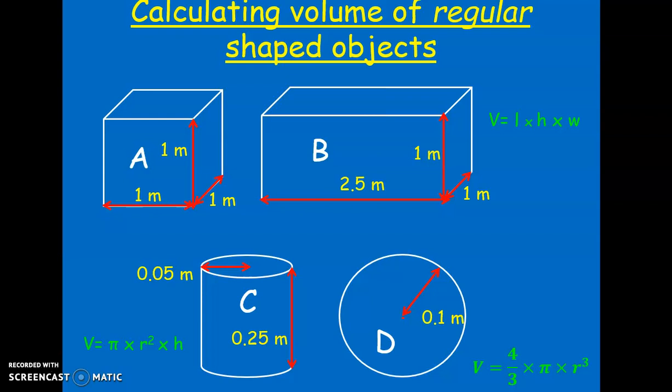At the bottom, we've got a cylinder and a sphere. D is a sphere. And I've written the equations to calculate the volume for those there. If you haven't remembered those from maths, then by all means, pause the video and copy those equations down. In science, if you are asked to find the volume of a cylinder and a sphere, usually you're given the equation to use, but just in case it's there.